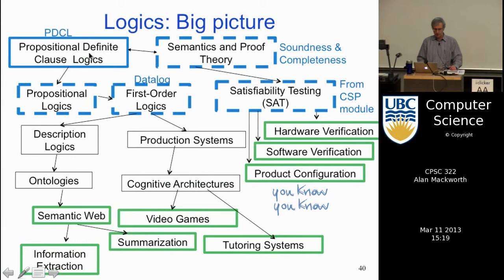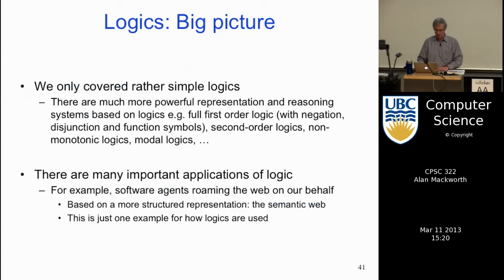As part of propositional logics, we have satisfiability and satisfiability testing, which we covered in the CSP module. And the green here shows all the different applications of these ideas. There's a lot of applications of SAT in hardware and software verification, product configuration, and so on. It's very useful. And some of these other things we're not going to talk about in any detail. We will talk a little bit about the semantic web, cognitive architectures, production systems. So there are many logics beyond first order. Some of them are mentioned here. And we'll talk a little bit about ontologies.